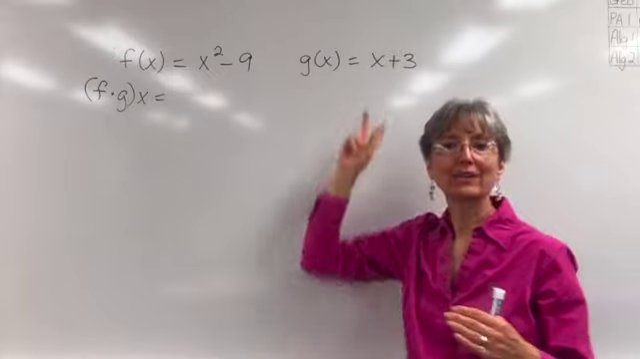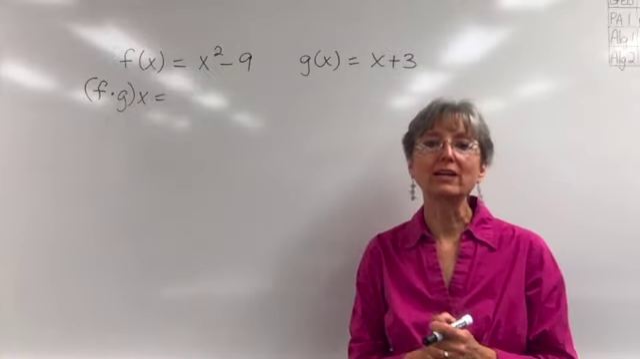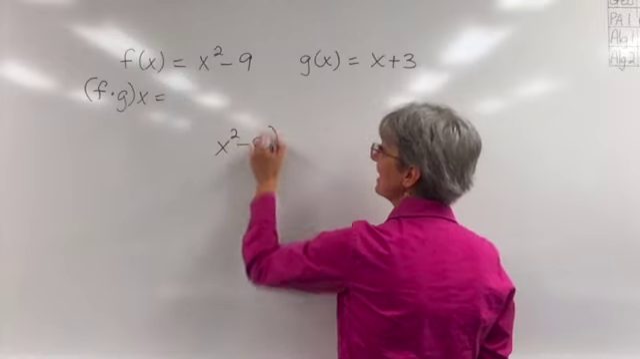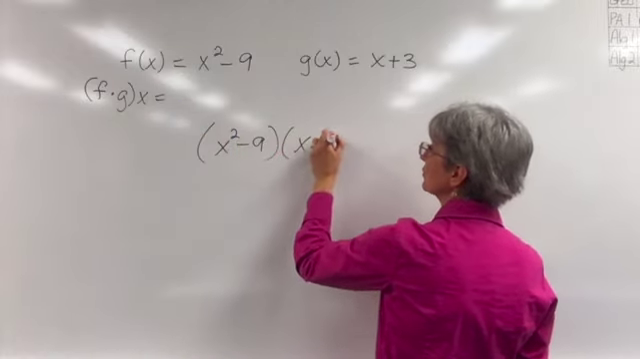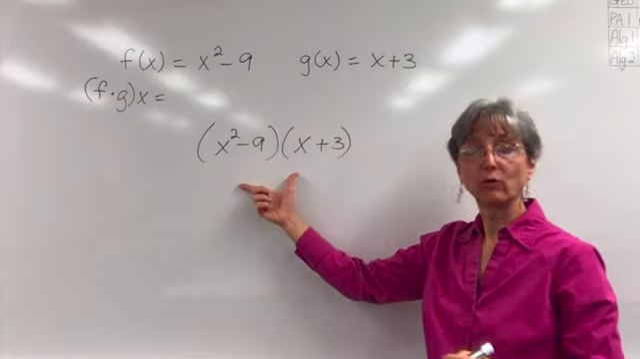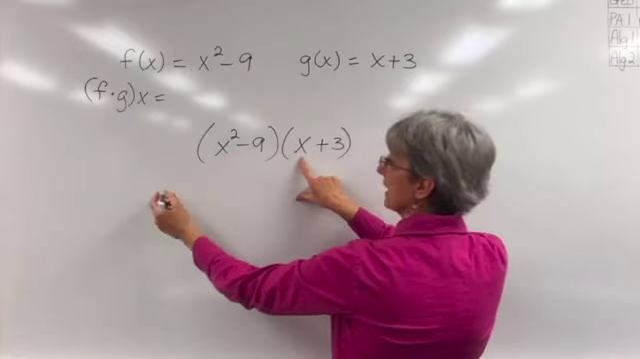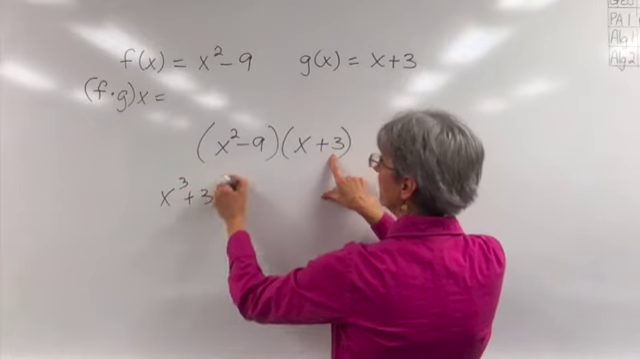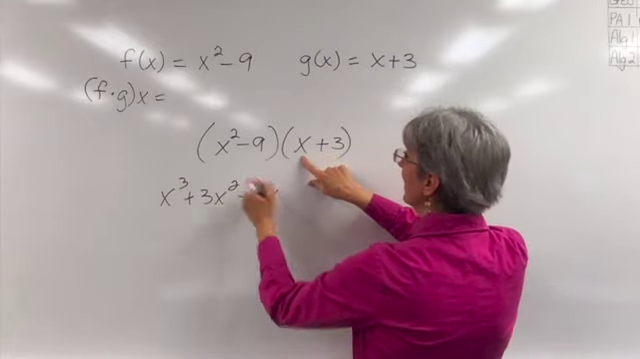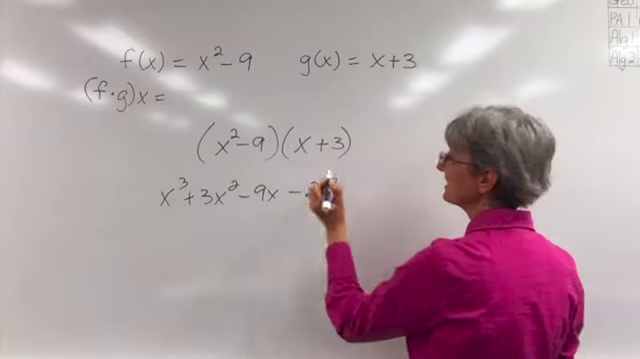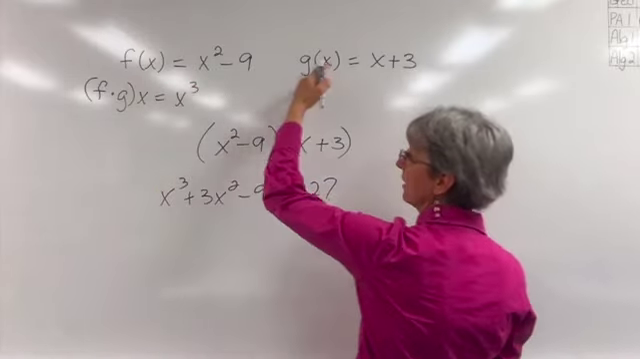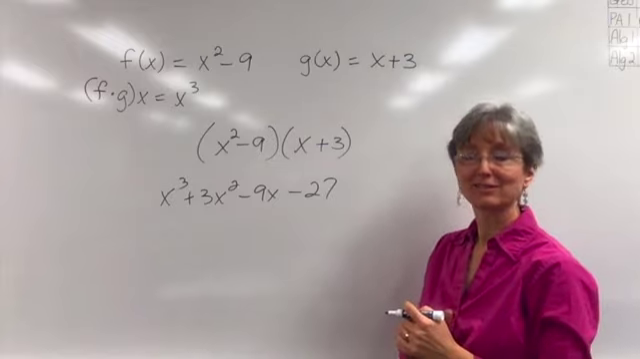Since these are both binomials, the easiest way to do that would be to FOIL. So let me just go ahead and write x squared minus 9 times x plus 3. And I'm going to go ahead and FOIL these two. This is x cubed. This is plus 3x squared. This is minus 9x. And this is minus 27. And that's my answer for f times g of x.